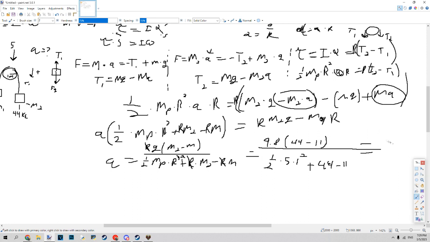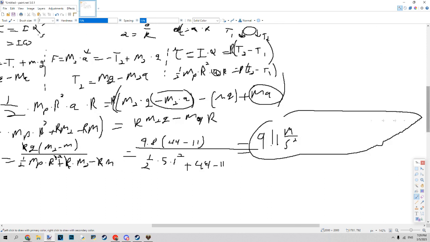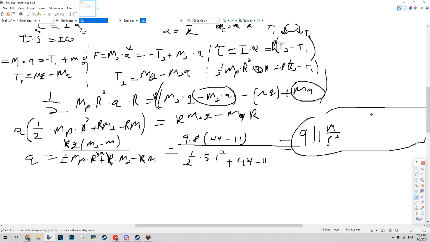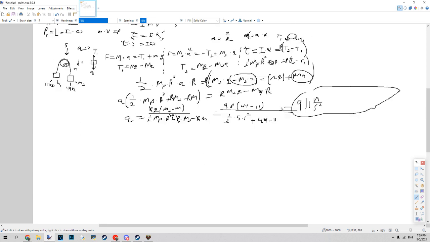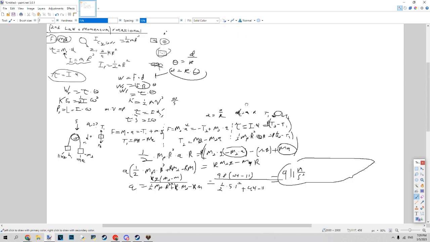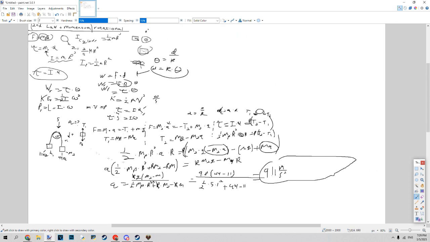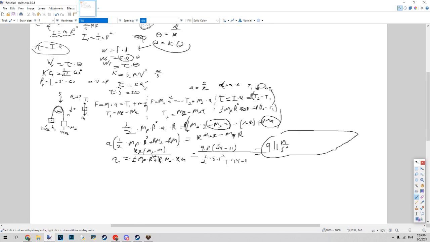We get that our acceleration is 9.11 meters per second squared. And that's that. So that's the first lecture. Right? And you see it wasn't very long, because all this right here is just an example problem of us using all that we learned.